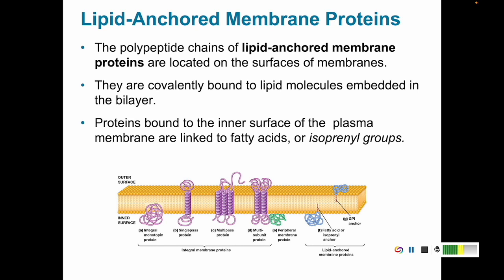And then lipid-anchored membrane proteins have polypeptide chains, and they're going to be on the surface of the membranes. And they're covalently bonded to lipid molecules. Those lipid molecules then can embed into the bilayer. Proteins bound to the inner surface of the plasma membrane are linked to fatty acids or isoprenyl groups.